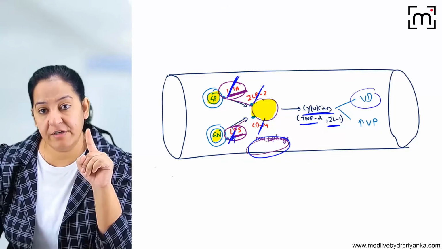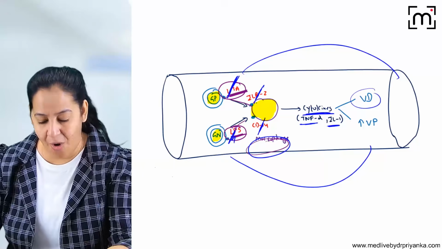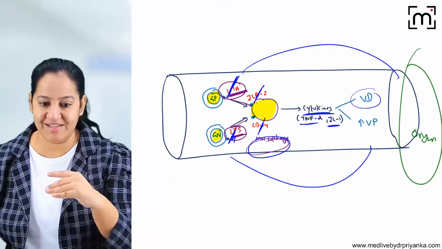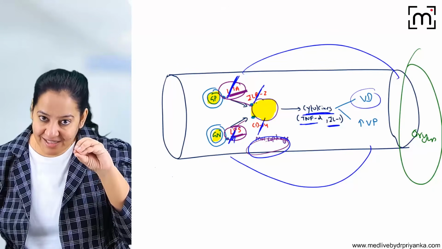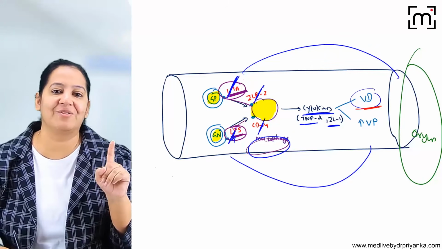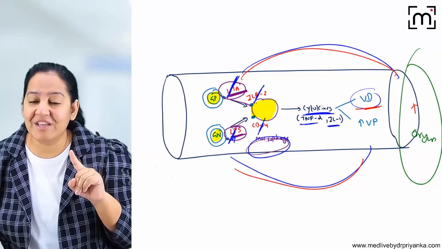First, the cytokines will cause vasodilation. So this blood vessel undergoes vasodilation. Now this is the organ to which this blood vessel is supplying blood. Now you tell me, whenever there is vasodilation, will the organ receive more blood or less blood? Obviously, with vasodilation, the organ will receive more blood.